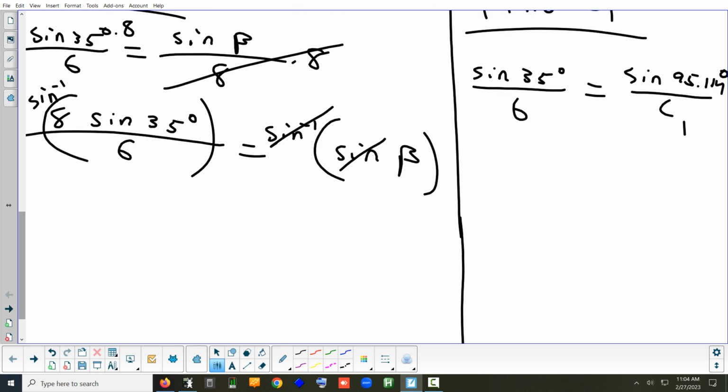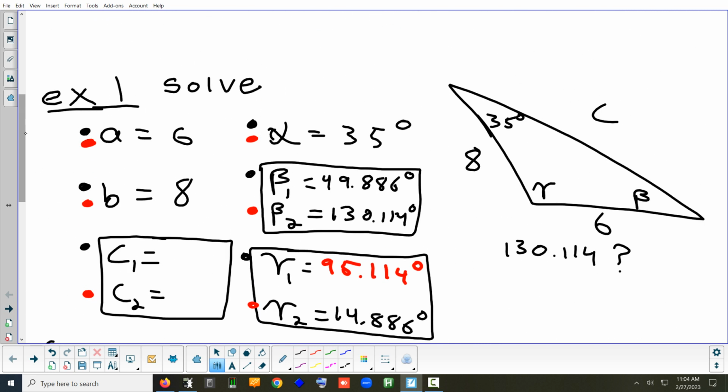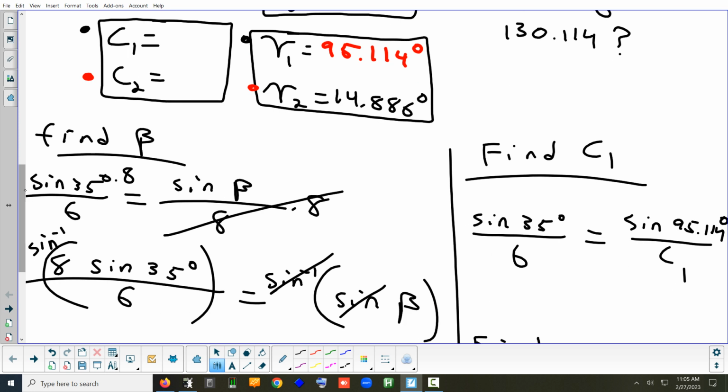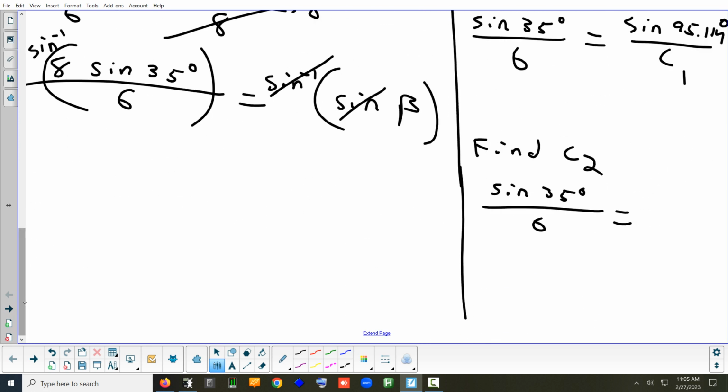Let me set it up for C2. C2 is part of the red triangle. But again, just go back to the row that was given because we know that it's right. Sine 35 over 6 equals, and what's going to go on the other side to set up my proportion for C2? Sine 14.886 over C2. Yep. Sine 14.886 over C2.